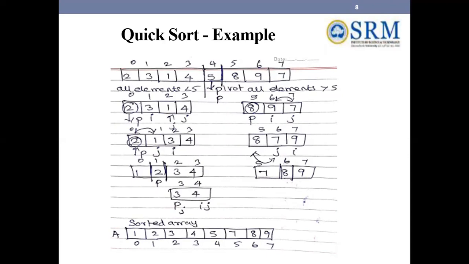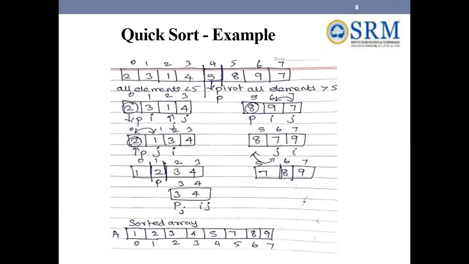So 1 and 3 are swapped. After swapping, increment I, decrement J. In that case, I crosses J. So now J is the location of the pivot element, that is the split point. J is the split point, the location of the pivot element. So 2 is stored here. Before 2, we have only one element, 1. So leave that. That is in sorted order.